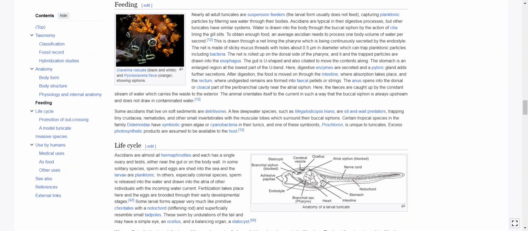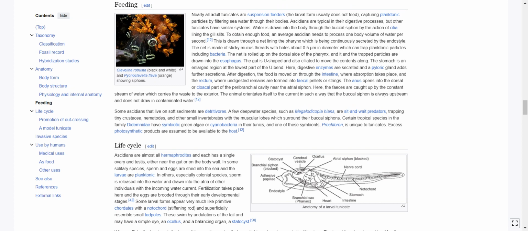Woo! This is drawn through a net lining in the pharynx, which is being continuously secreted by the endostyle. The net is made of sticky mucus threads with holes about half a micrometer in diameter, which can trap planktonic particles, including bacteria. The net is rolled up on the dorsal side of the pharynx, and it and the trapped particles are drawn into the esophagus.